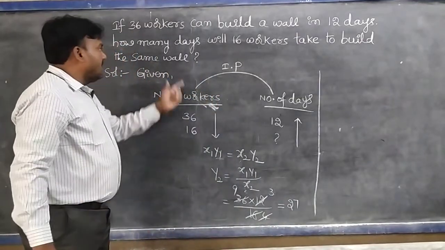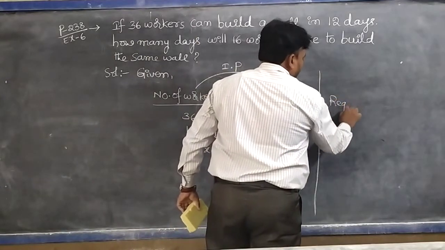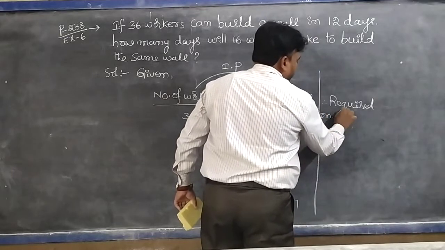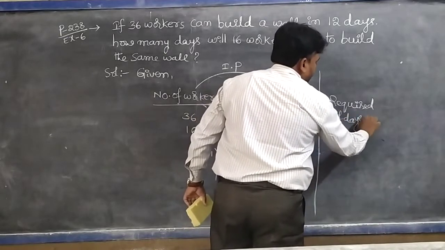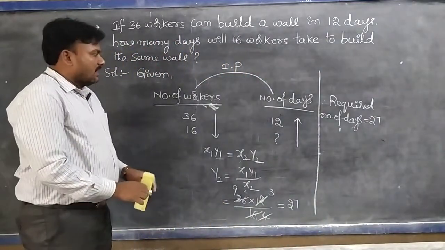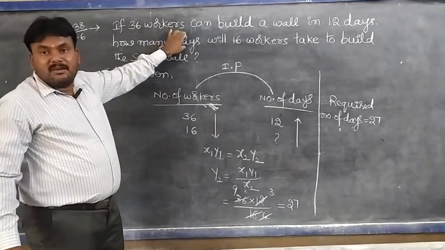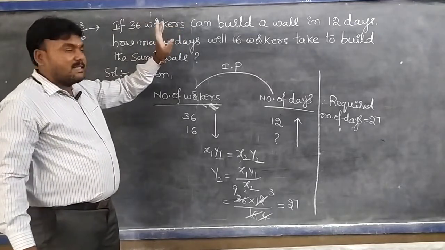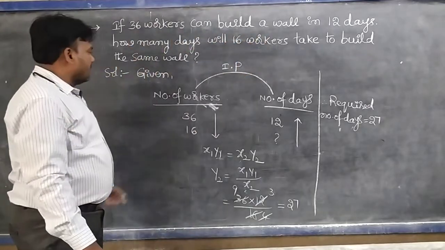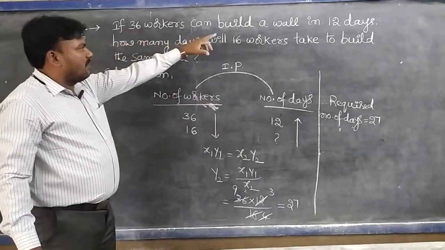Therefore the required number of days equals 27, students. In that formula, whatever is given, first of all we identify the two quantities. One is the number of workers, the other is the number of days. So here, the number of workers and the number of days: 36 workers can do it in 12 days.